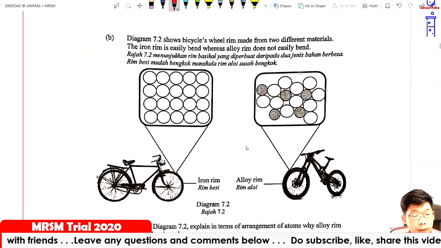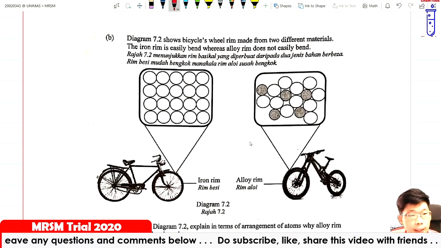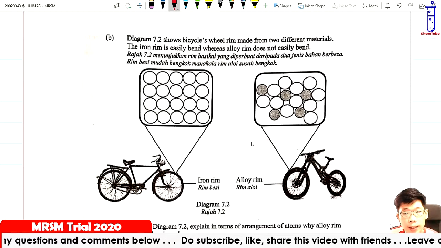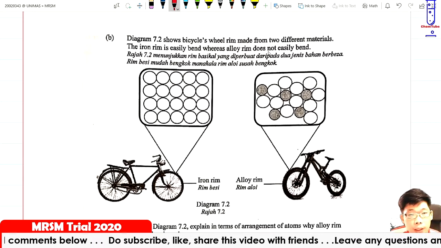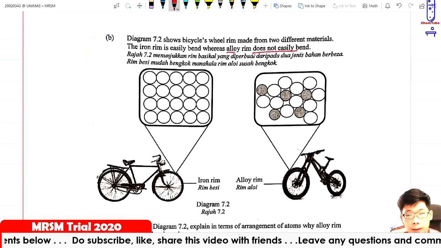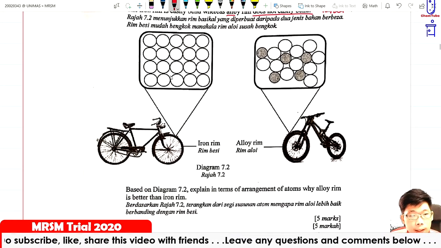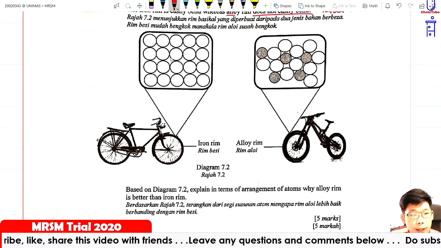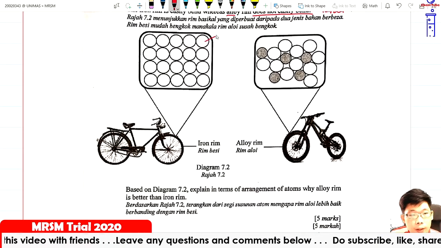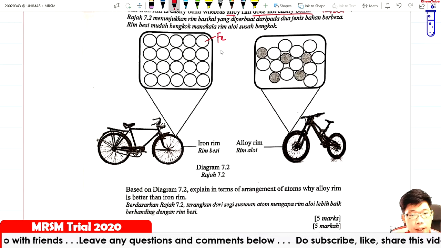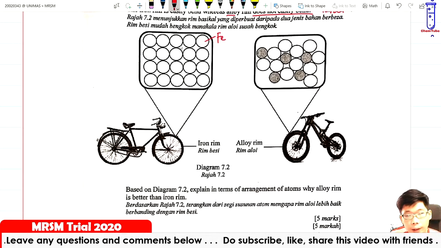Okay, B, diagram 7.2 shows the bicycle's wheel rim made from two different materials. The iron rim is easily bent, whereas the alloy rim does not easily bend. So meaning that the alloy one will be harder. Okay, so you can see the arrangement of the atoms. The atoms in the iron rim are all the same size, all iron, same size, same type. So they will be in an orderly arrangement like this.